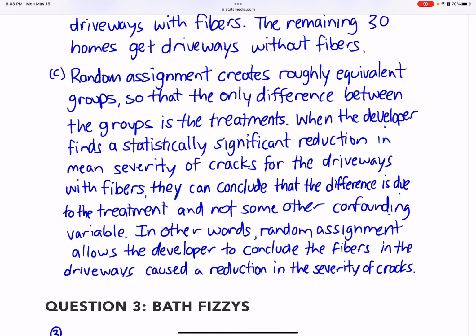That's the first component. The second component is just to say the only difference between the groups is that the one group has concrete with fiber, the other one does not. And then the third component you're going to say is that because you have random assignment, it allows the developer to conclude cause and effect, that which driveways have a reduction in the severity of cracks because of the fibers or no fibers. So those are the 3 components.